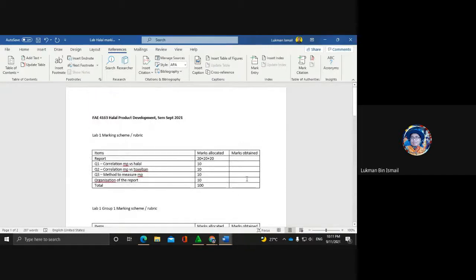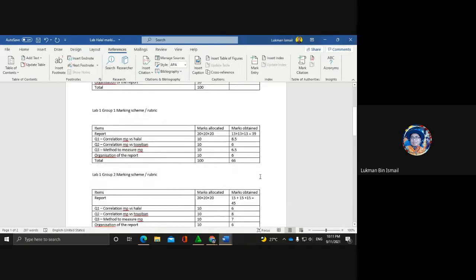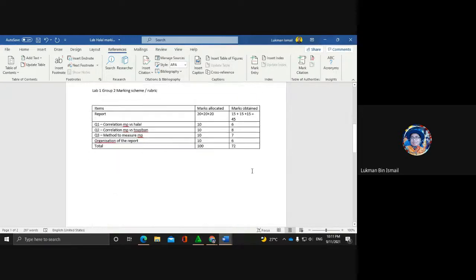You can defend your group marks by contacting me through WhatsApp, or you can call me. Then you can explain to me why you should get more marks compared to the mark that I've given now. Yeah, you can defend your group's performance. You can call me through WhatsApp, or you can call me through phone, and then we can discuss about the mark.